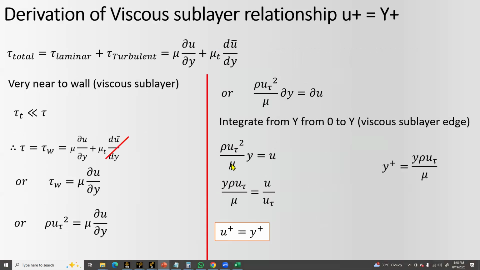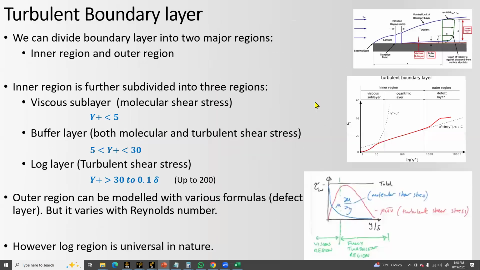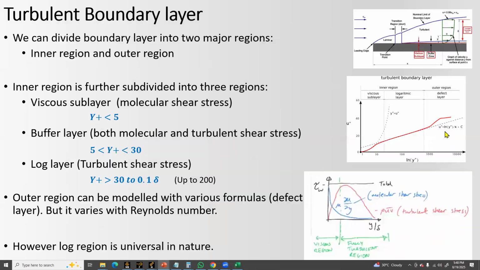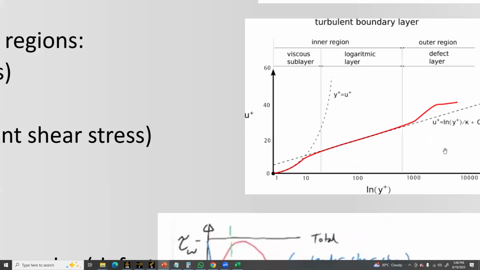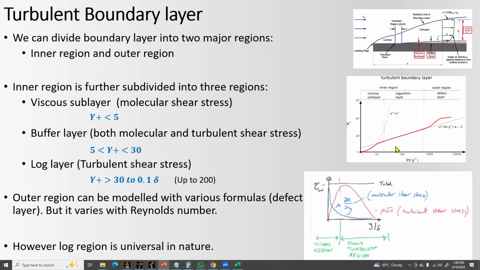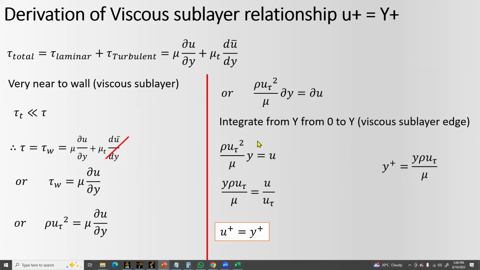Okay, now this is a derivation of the sublayer, because in the viscous sublayer they say that the y plus is equal to u plus, and in the logarithm layer they say u plus is equal to the logarithm of y plus divided by k, plus c. K and c are constants that we find out empirically, from the experiment data, by fitting the curve on this data, and from the curve fitting we get the constant values. This is coming from there. Okay. This is the derivation for the viscous sublayer, why this equation is like this.